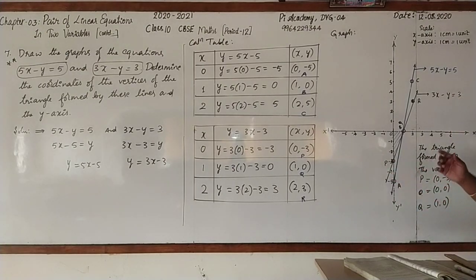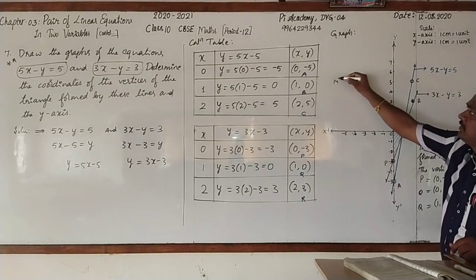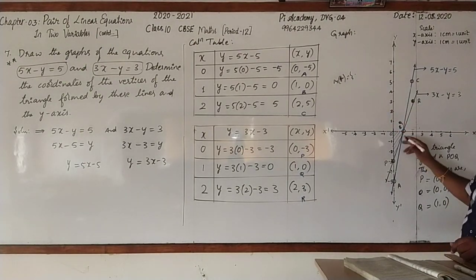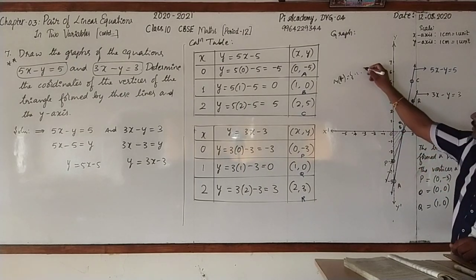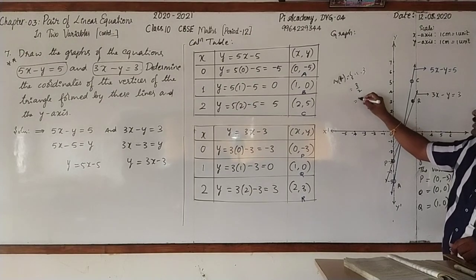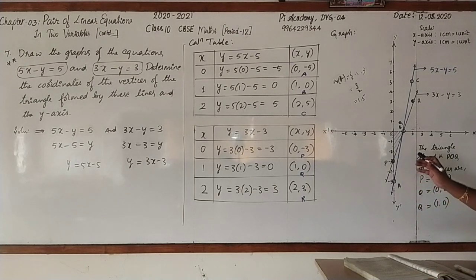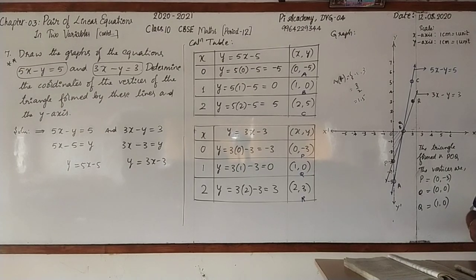Very simple. Half into base into height. Half into, for your reference only, area. Half into base. What is the base? 1 unit. Height 1, 2, 3. 3 units. It is 3 by 2. It is 1.5 square units. Clear? Hope that you might have finished with me. If not, you just go for copy and move on to the next question.